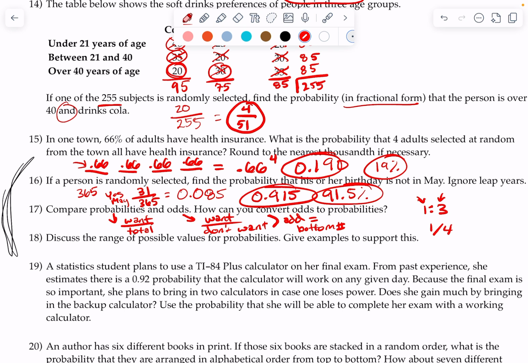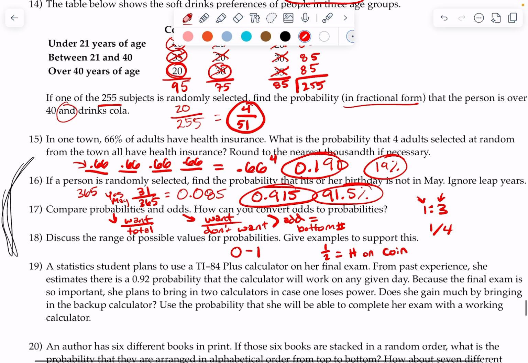All right, discuss the range of possible values for probabilities. Give examples to support this. Probability goes from 0 to 1, or 0% to 100%. Like 1/2 is heads on a coin. That's an example of a probability. You could say rolling a dice and getting a 2 is a 1 in 6 chance. Examples of the range of possible values.